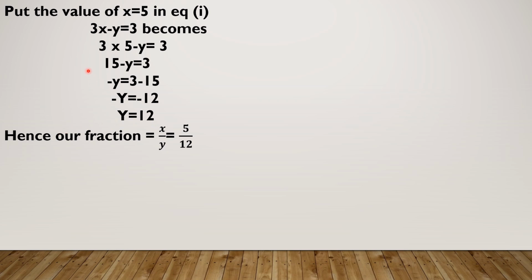So here in the question, we have considered x as the numerator and y as the denominator. So our fraction is of the form x upon y. So put the values of x and y in the fraction. We get the fraction as 5 by 12. The given fraction is 5 by 12, which is our required answer.